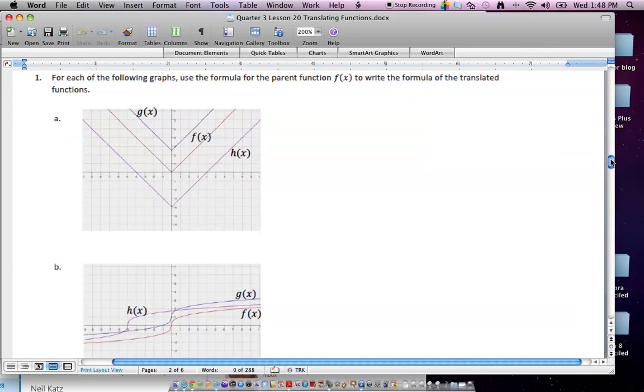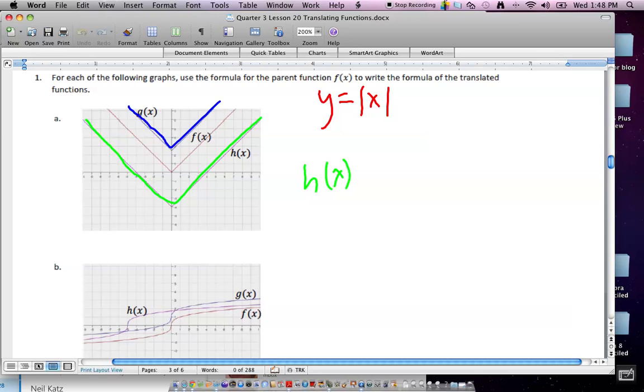What's the parent function here in red? y equals absolute x. Good. Now, let's let the blue one stay g of x, but I'm going to change the h of x to green, just for teaching purposes. I think you'll see it a little bit easier. So let's do h of x first because I happen to be in green. h of x is going to equal what? Do I have horizontal shift? No, so I don't have to put anything inside the symbol. Do I have vertical shift? Yes, down. It goes down 1, 2, 3, 4, so it's absolute x minus 4. Good. Blue guy.